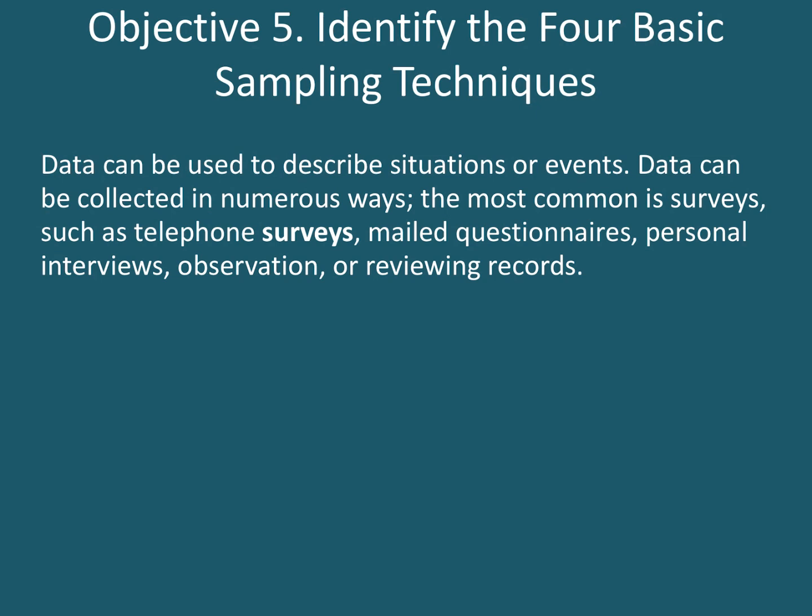Objective 5. Identify the 4 basic sampling techniques. Data can be used to describe situations or events. Data also can be collected in numerous ways. The most common is surveys, such as telephone surveys, mailed questionnaires, personal interviews, simple observation, or reviewing records.